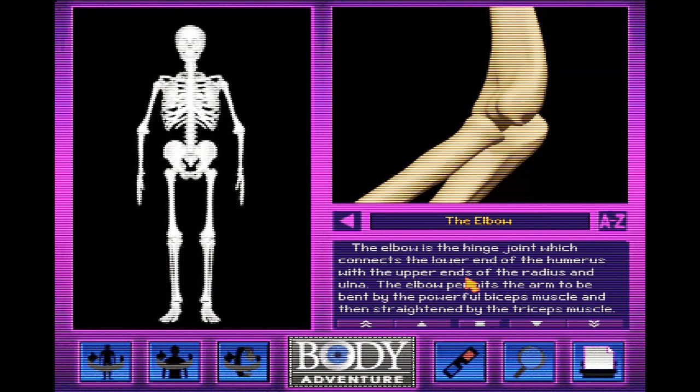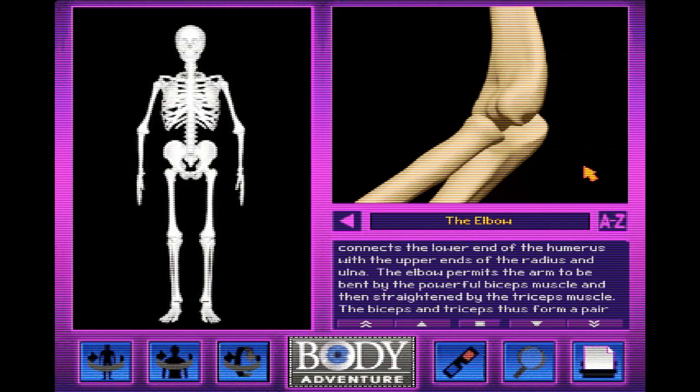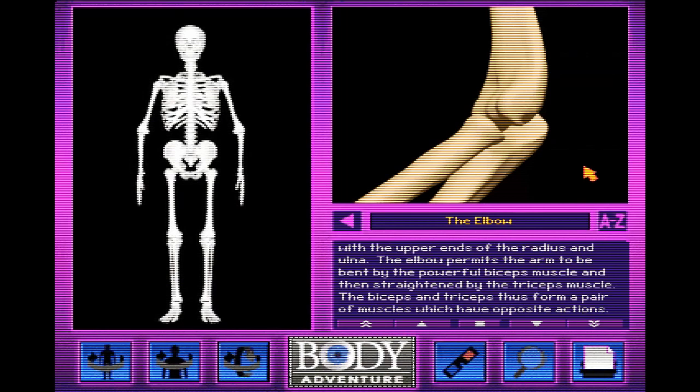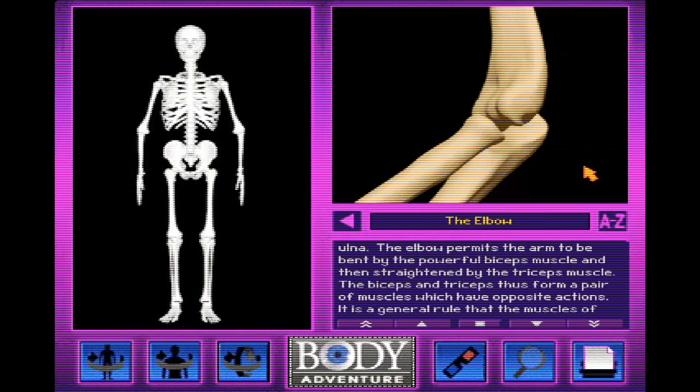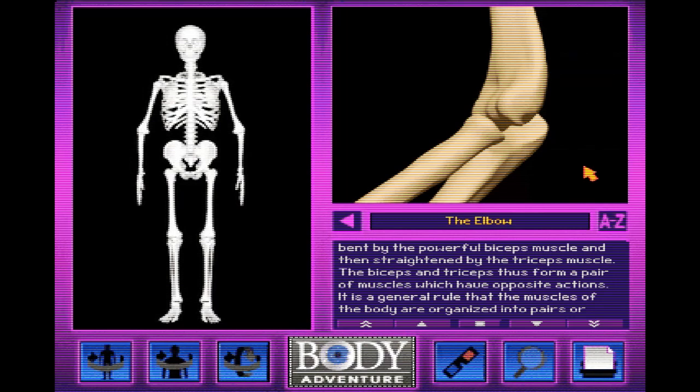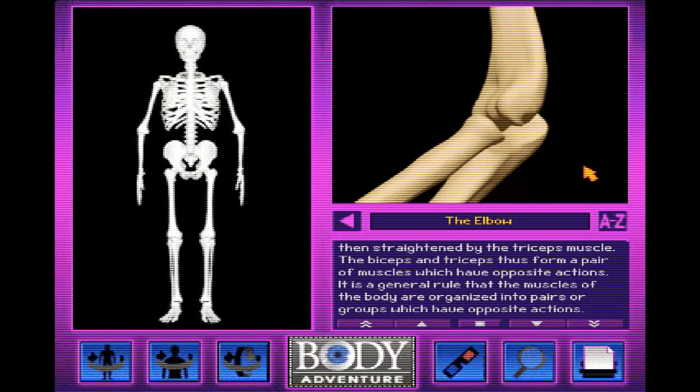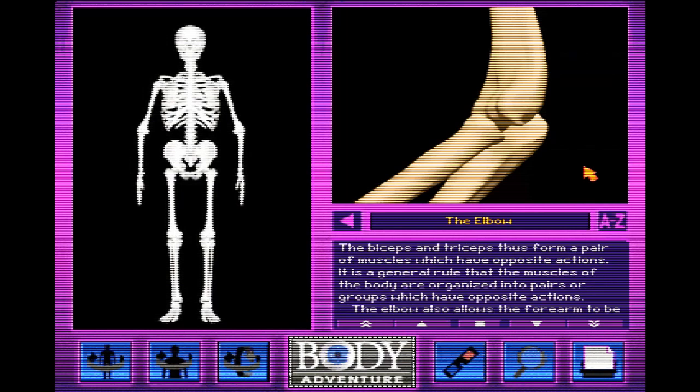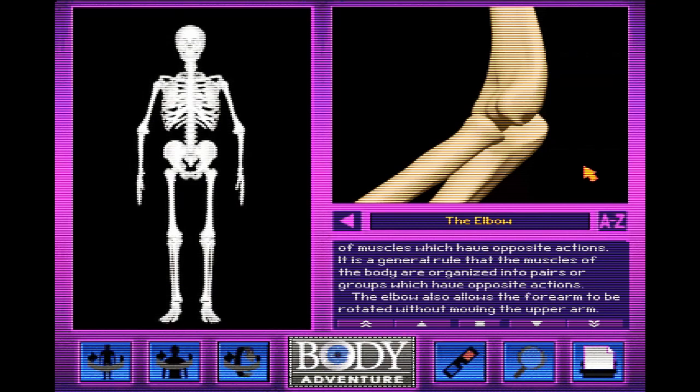The elbow is the hinge joint which connects the lower end of the humerus with the upper ends of the radius and ulna. The elbow permits the arm to be bent by the powerful biceps muscle and then straightened by the triceps muscle. The biceps and triceps thus form a pair of muscles which have opposite actions. It is a general rule that the muscles of the body are organized into pairs or groups which have opposite actions.